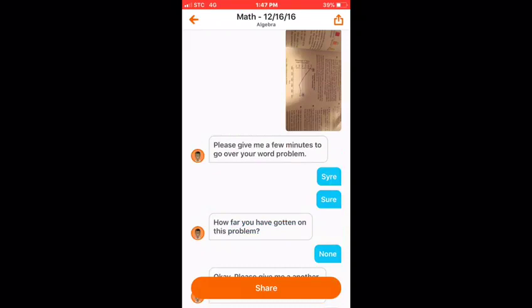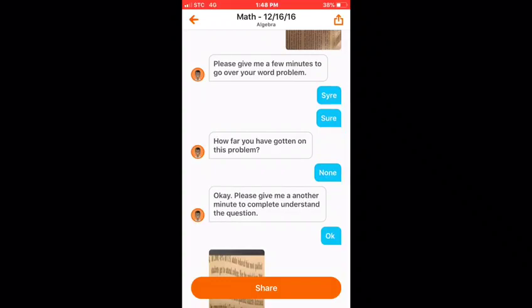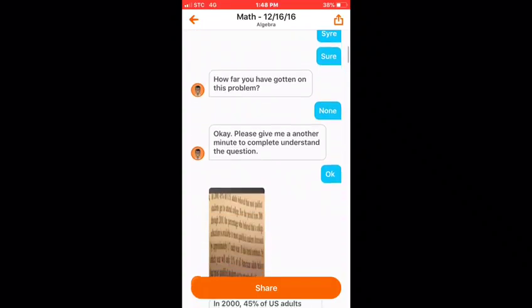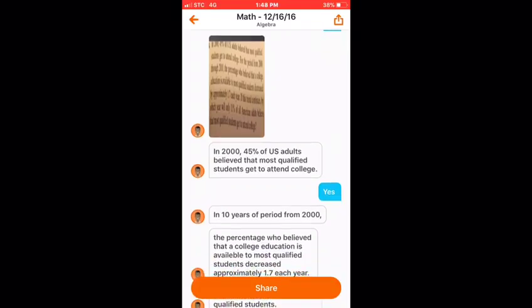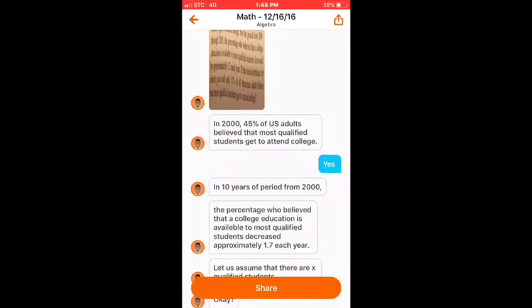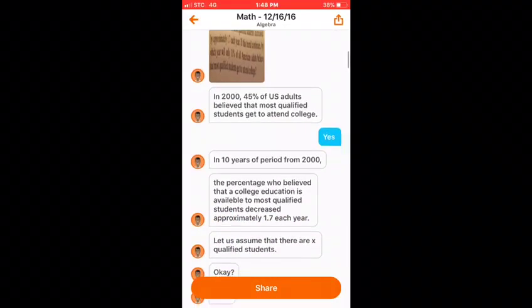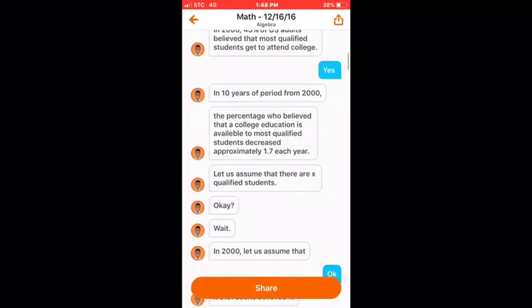So for this tutor, I send him my question. They spend a couple of minutes understanding the question. They start asking you, how far have you gotten into this problem? Then I told him I didn't get anything. They start with me from the beginning, from scratch. So they begin to ask you questions, and they start making it simple for you. What do we need from the question? We need to get the x.